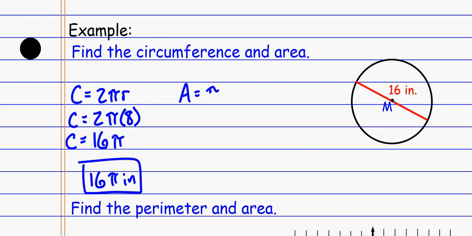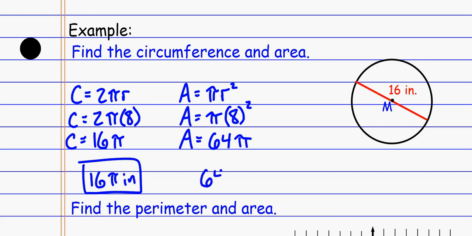Area, pi r squared. Again, the radius is 8. We already did that in the previous piece of this thing for the circumference. And so once again, I'm going to leave it in terms of pi. That's 64 pi. Again, if we wanted this thing as a decimal, we just easily plug it into our calculator. But now the units are inches squared this time, all right? So again, make sure you're using the appropriate units for these.